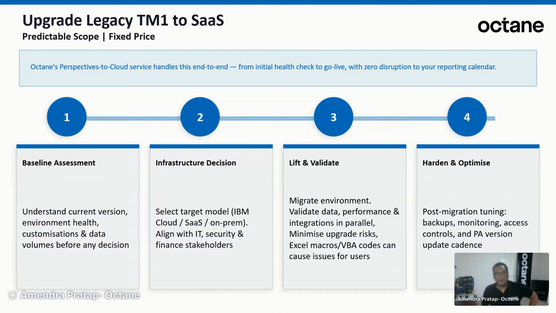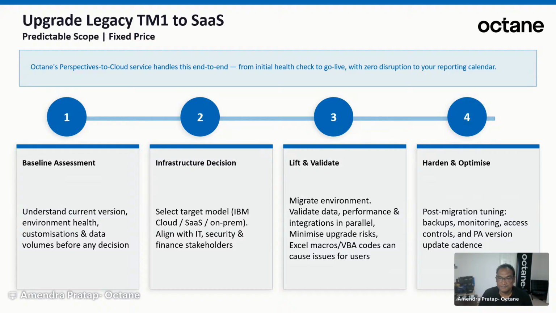So how do we go about upgrading? Obviously, we do the baseline assessment, so we need to understand what the current versions are, environment health, the customization, bottlenecks, and things like that, and the volumes. There's also a commercial implication to this as well. So we need to understand all of that, how much history you're taking over, and so on. Then we do the infrastructure decision, trying to decide which one is best suited for your needs. And then it also needs to align with the IT, security, and finance stakeholders.